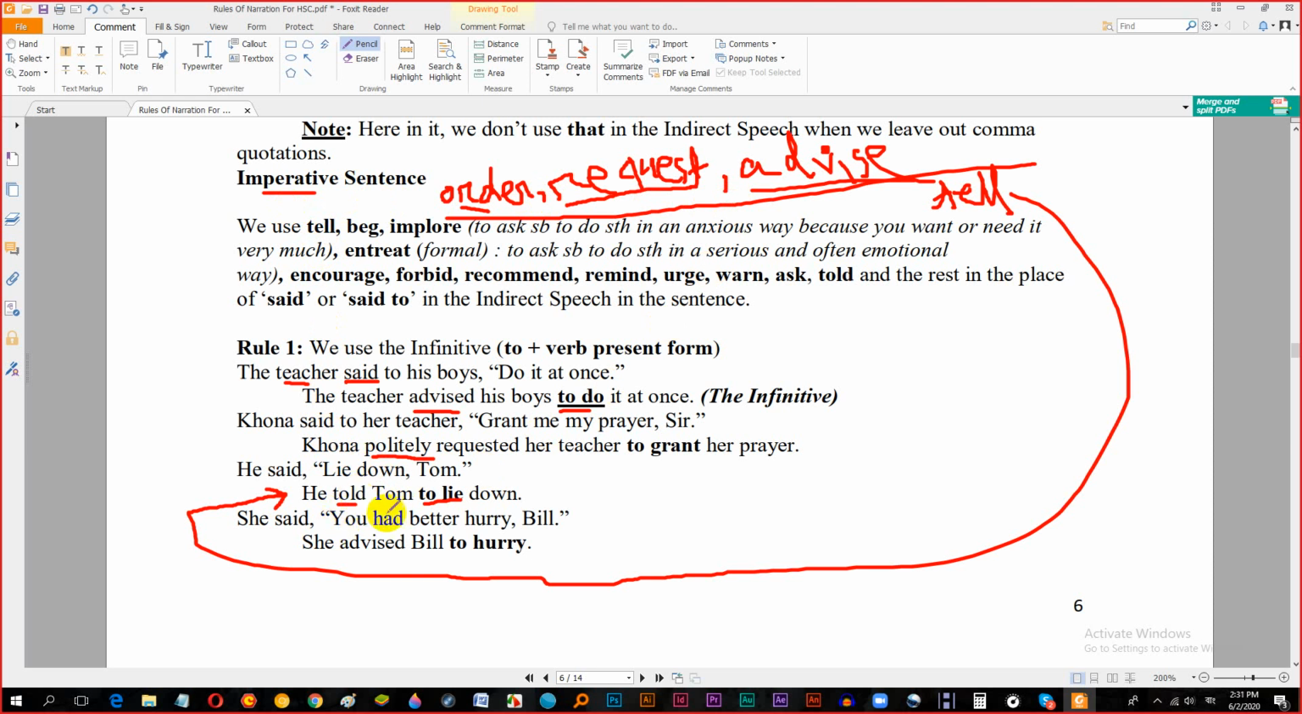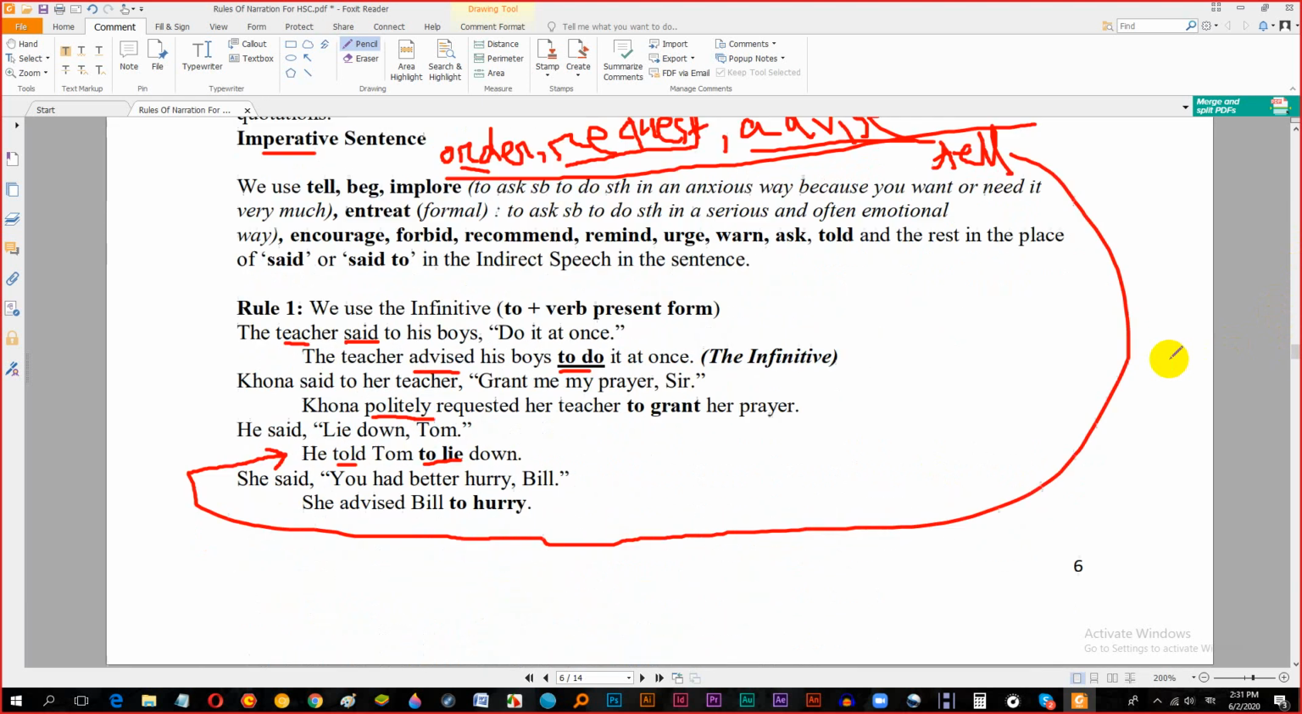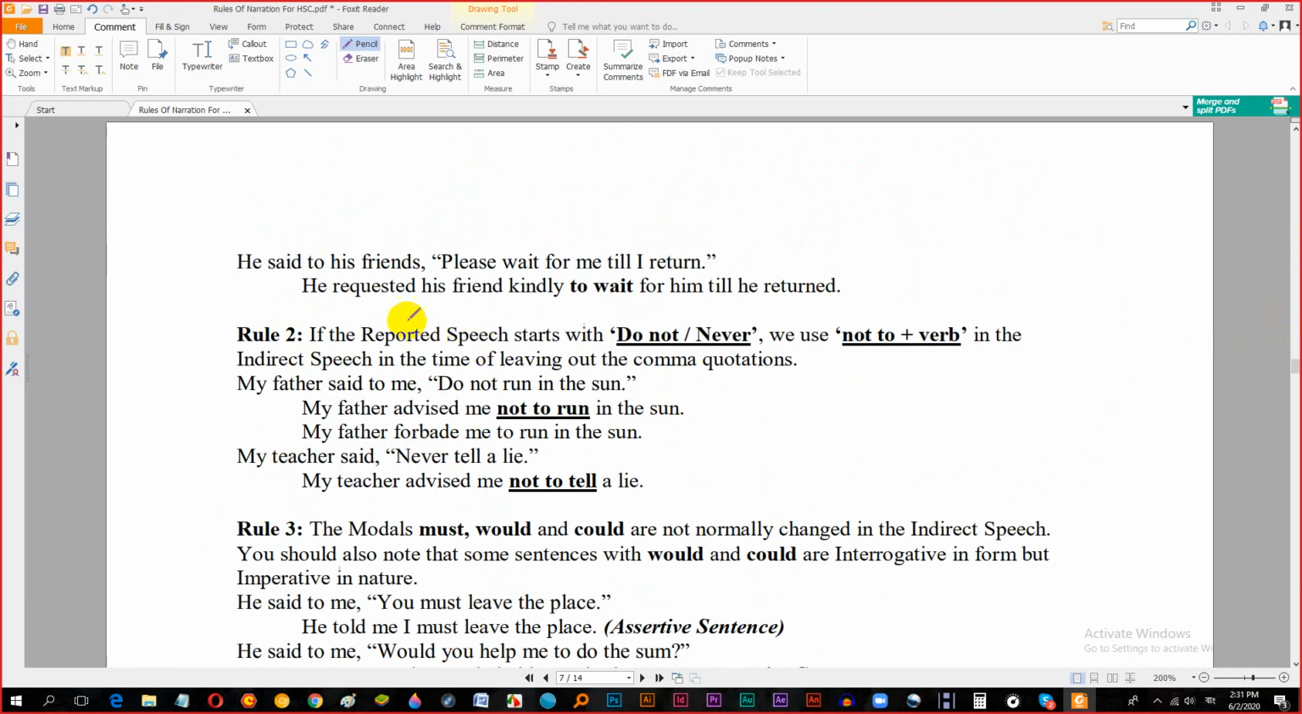Then she said, "You had better hurry, Bill." So she advised Bill to hurry. Okay, that's a great thing. Then, he said to his friends, please.